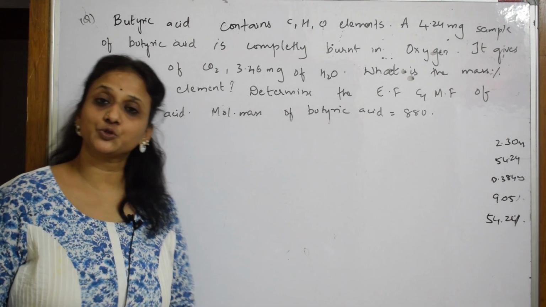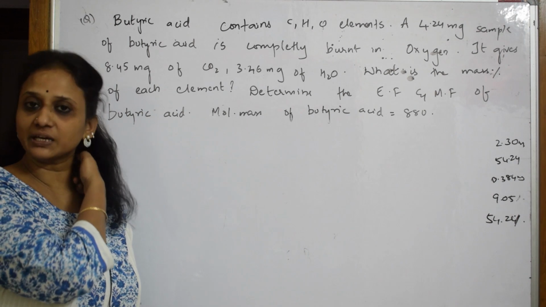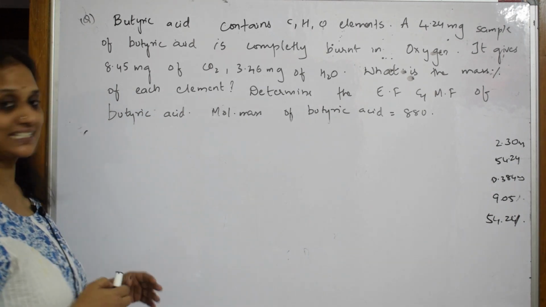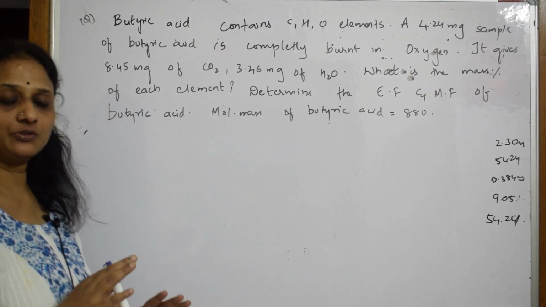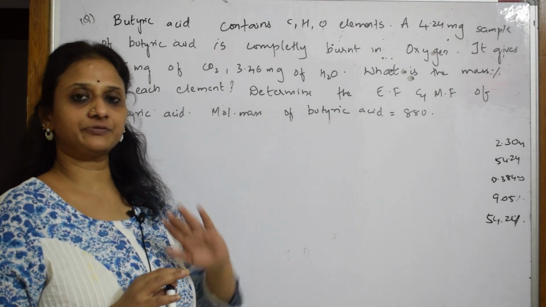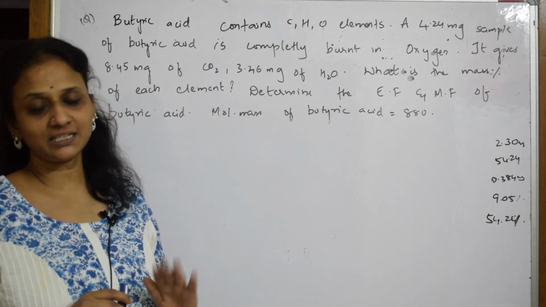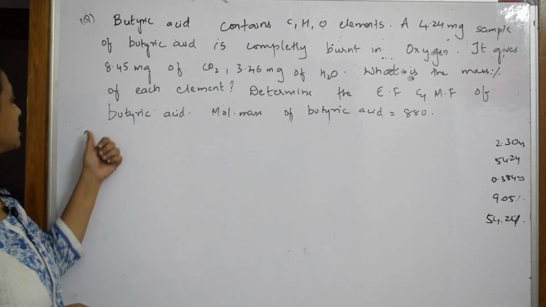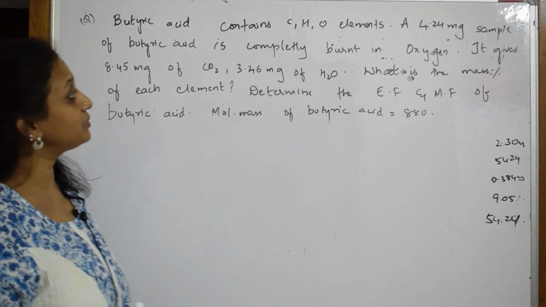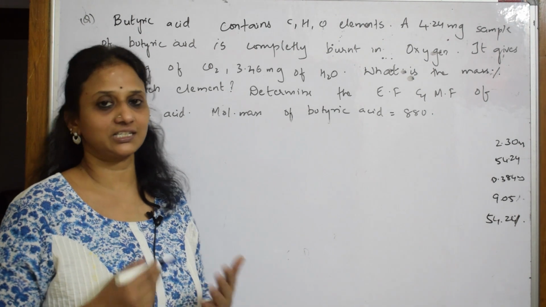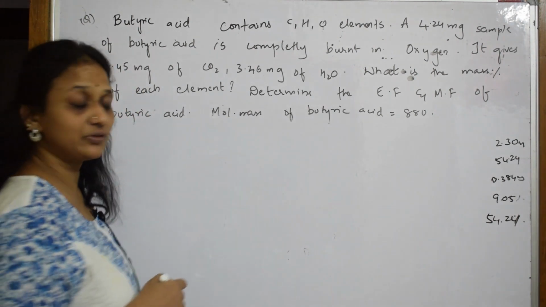Right, let us come back and do one more type of numerical in your empirical formula. So basically, what is this? Let us read the question first. Hope till now you would have understood. I need to calculate first always the empirical formula, then I need to go to the molecular formula, isn't it? Yes. So here they've given us butyric acid contains carbon, hydrogen and oxygen elements. That's understood, right? And they've given some data.